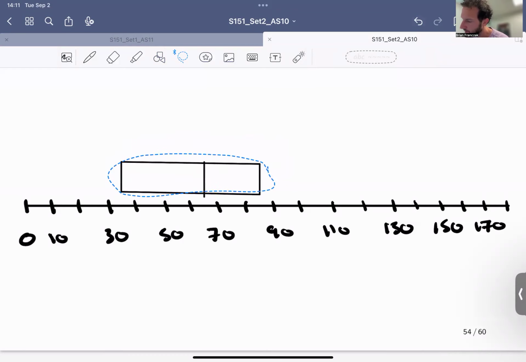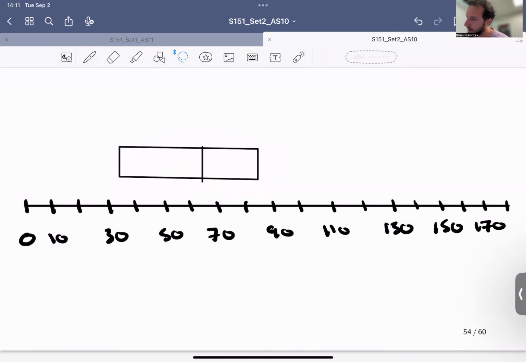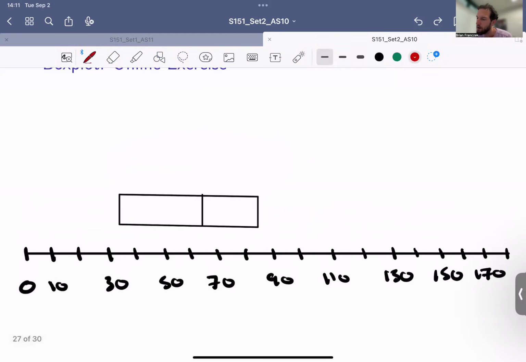Okay. So again, each line on the center part of the box represents the quartiles. You don't have to label these in your solution because it should be obvious to the graders. But again, this is Q1. The center line of the box is always Q2. And then this is Q3.